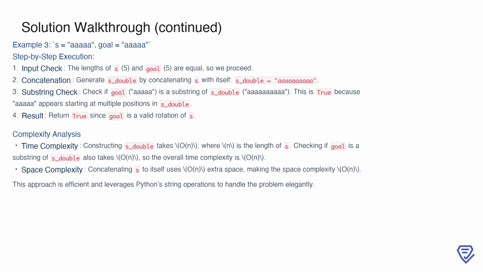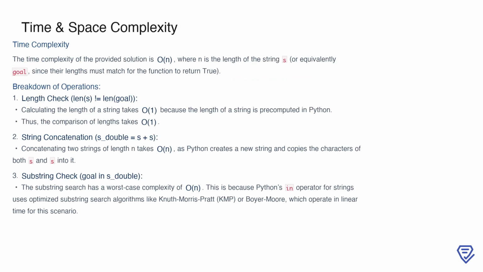The time complexity of this solution is O(n), where n represents the length of the string S, which is the same as the length of goal since the function only returns true if their lengths match. Let's break this down step by step.